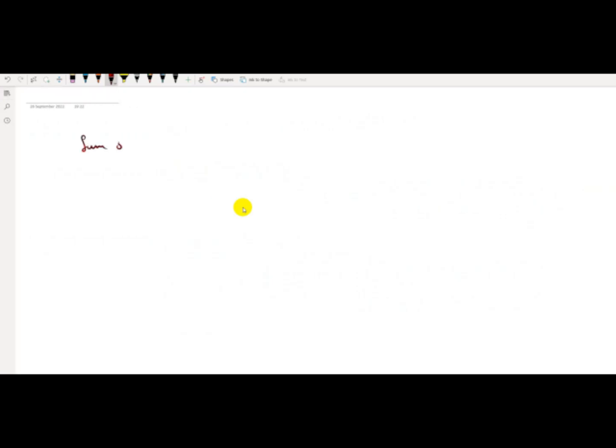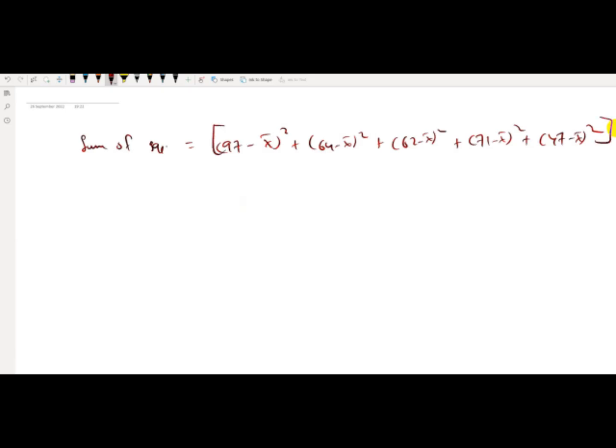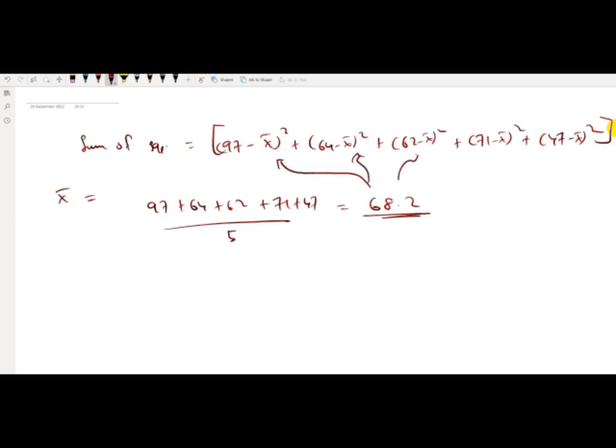See here, sum of squares. What is the sum of squares here? It is 97 minus mean, whole square, plus 64 minus mean whole square, plus 62 minus mean whole square, plus 71 minus mean whole square, and 47 minus mean whole square. This is what the sum of squares stands for. And now what is the mean? The mean is 97 plus 64 plus 62 plus 71 plus 47 by 5, which is 68.2. We substitute this mean in all these places and add it up finally to get an answer.